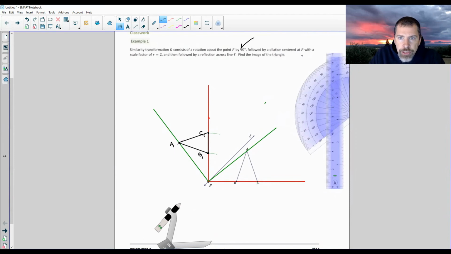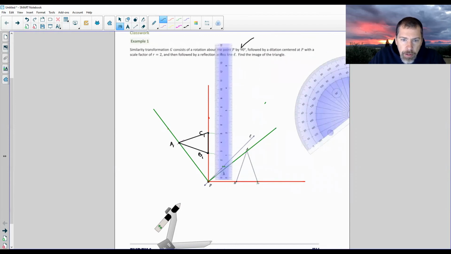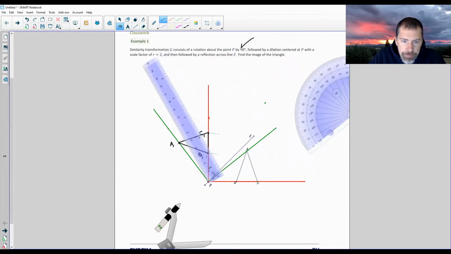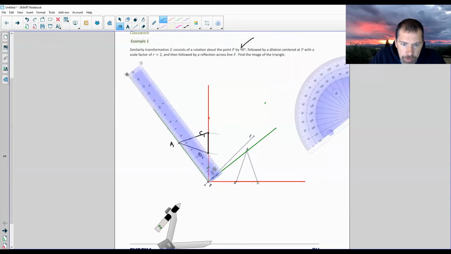Followed by a dilation centered at P with a scale factor of r equals 2. So we're going to make this bigger. So then I am going to just take my ruler and put it on my point of dilation, which is also the point of rotation.